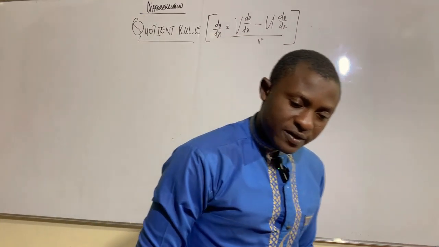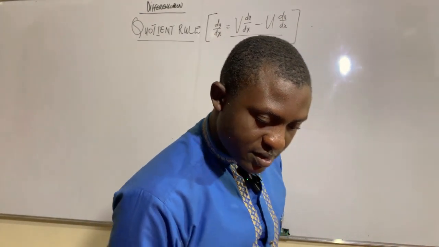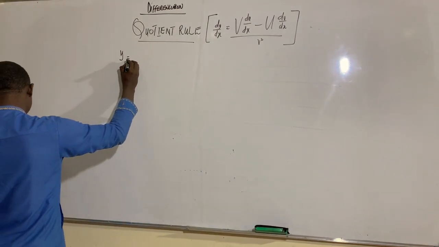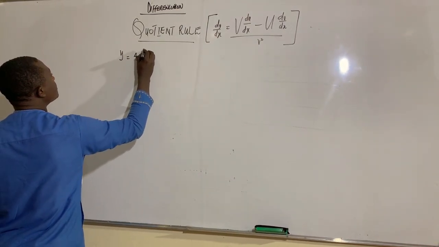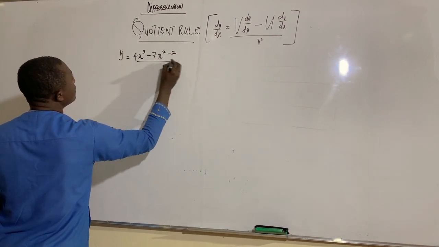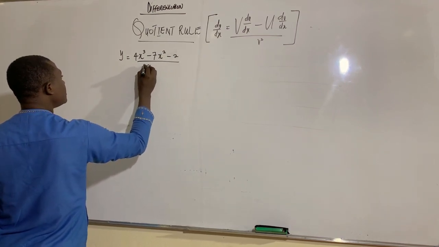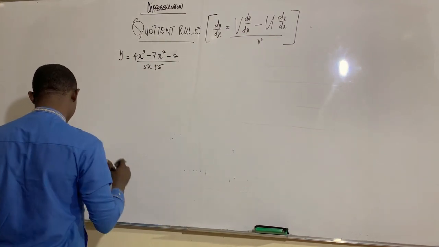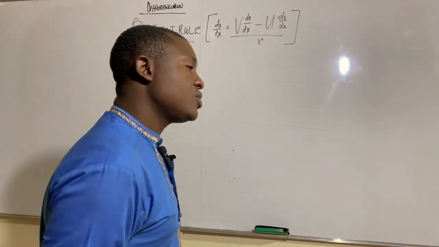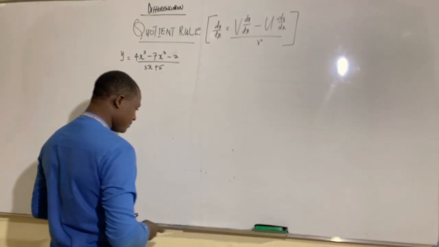So let's see a question from Federal University Dutse. They say if y is equal to 4x cubed minus 7x squared minus 2, divided by 3x plus 5, and we are asked to find dy dx. So how are we going to go about that? As I told you, just let the one you have at the numerator be u.